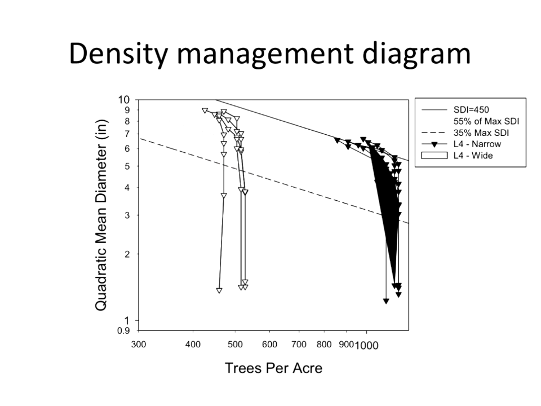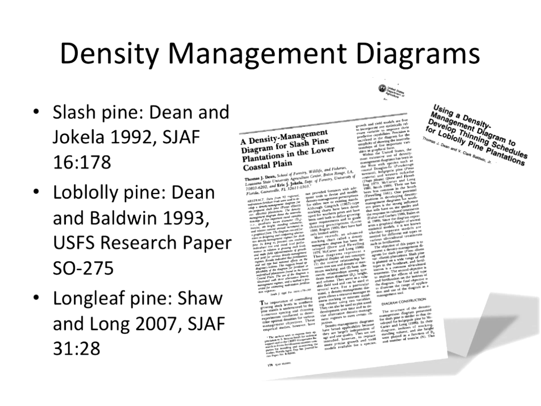As stands develop, we don't want them to grow above this line. We want to thin them back to this fully stocked line and have stands that grow between those two points. So use those stand density management diagrams, and they exist for all of the southern pines, and I've given the references there for you.